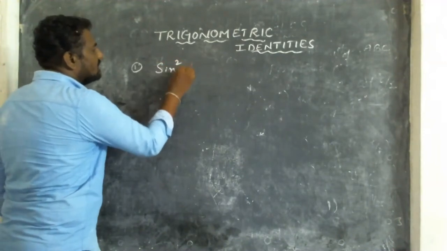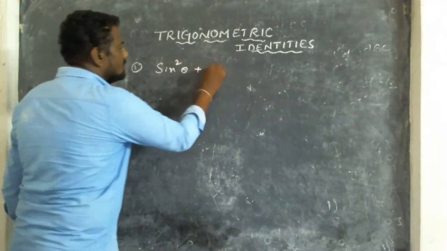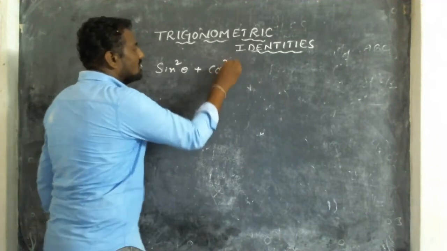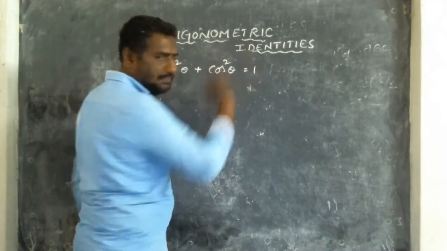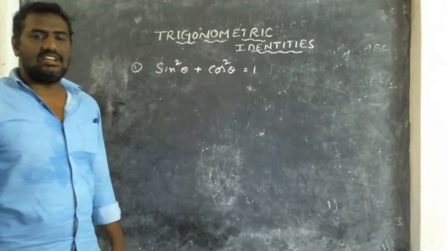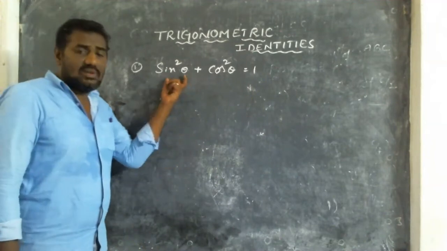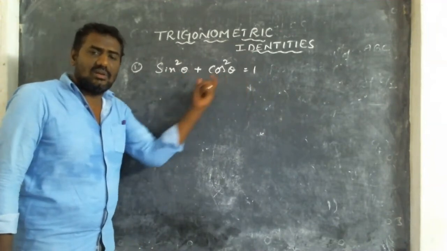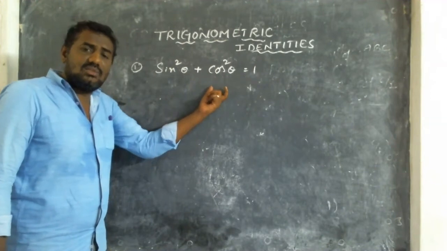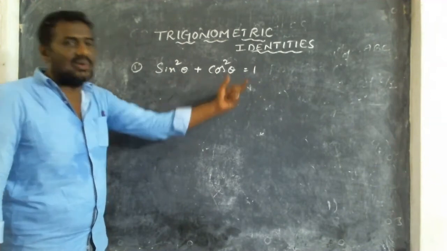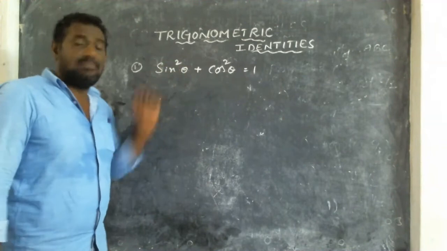sine square theta plus cos square theta equal to 1. This is the first identity. What is the first identity? Sine square theta plus cos square theta equal to 1. We can also say cos square theta plus sine square theta equal to 1, because here the plus sign is there.